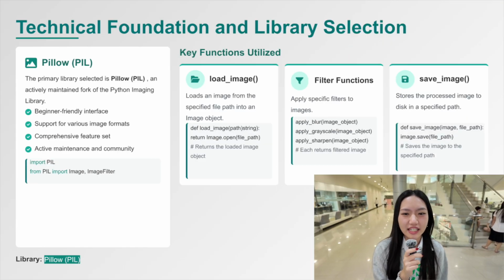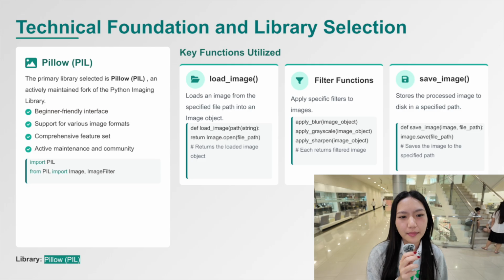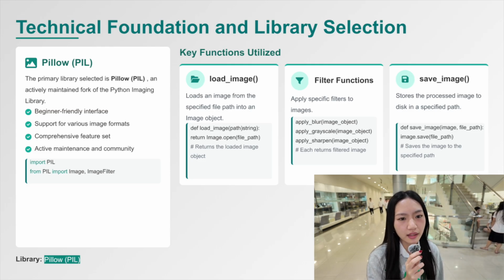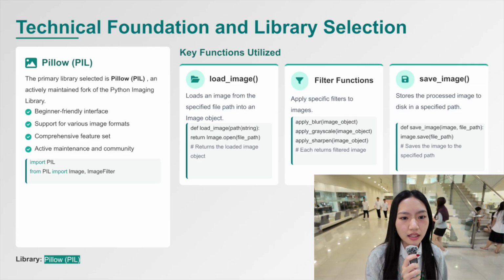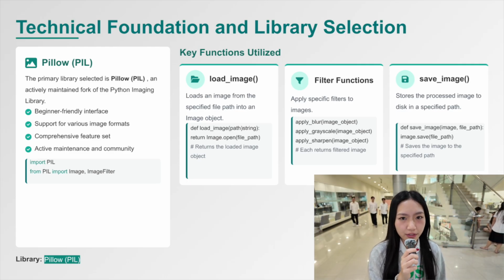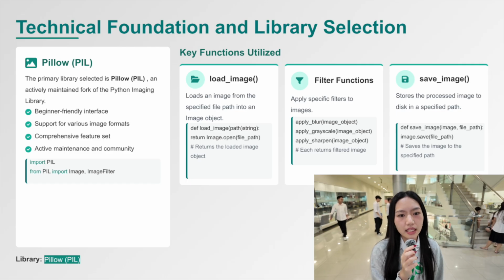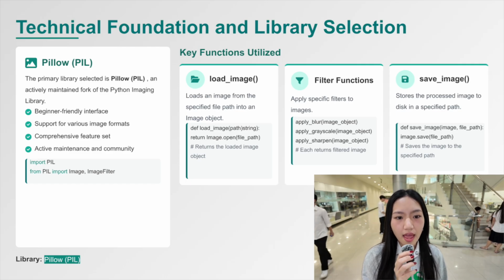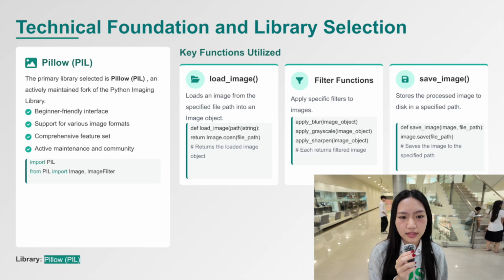Next, for technical foundation and library selection, the primary library we used was Pillow, an actively maintained fork of the Python imaging library. It is a beginner-friendly interface. It supports various image formats. It has a comprehensive feature set, and since it is a widely used library, it has active maintenance and community.